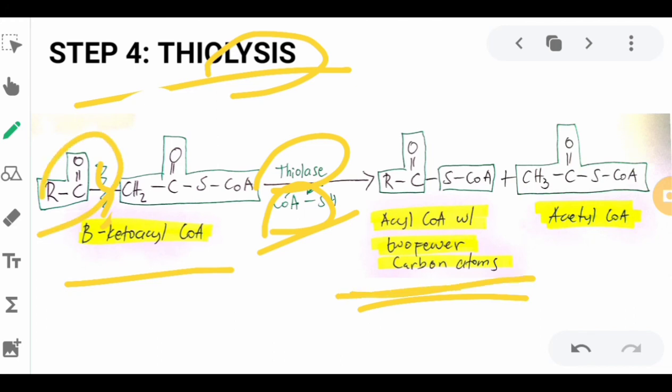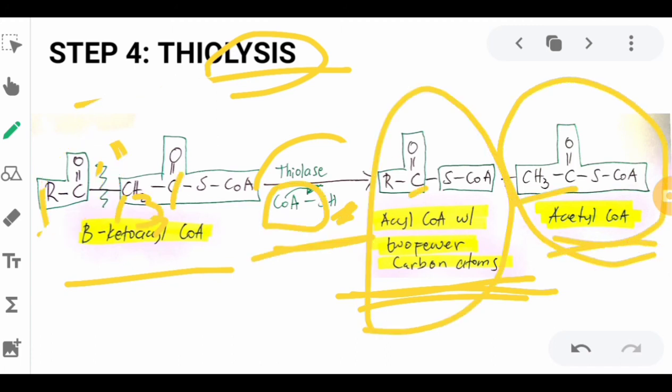So you will now have the acyl-CoA with 2 fewer carbon atoms. And then the hydrogen in this coenzyme A sulfhydryl will attach in this part. So you will have the CH3 instead of CH2, and that is the acetyl-CoA. The products of step 4, thiolysis, are 1 acyl-CoA with 2 fewer carbon atoms and 1 acetyl-CoA.